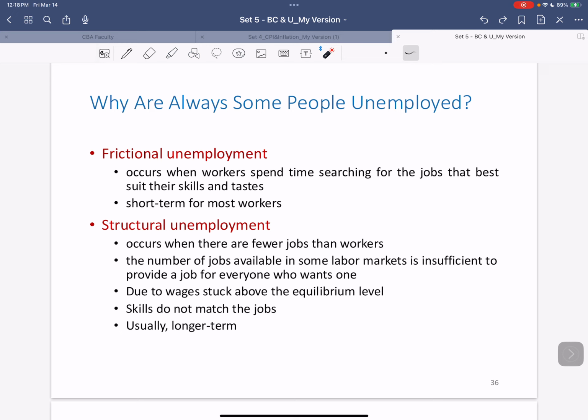Mankiw acknowledges the mismatch issue, but treats it separately. Okay, so I'm going to use this definition of the mismatch of skills as frictional unemployment, and the structural unemployment, I'm going to define based on Mankiw's book.